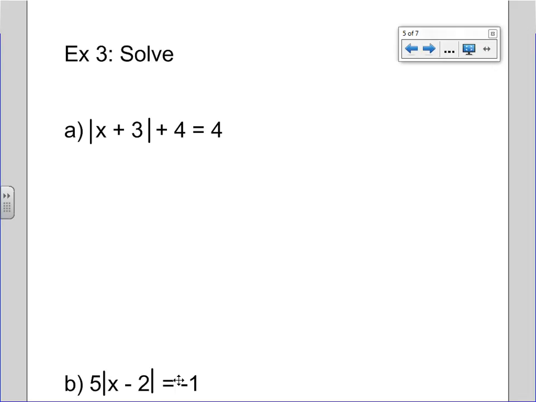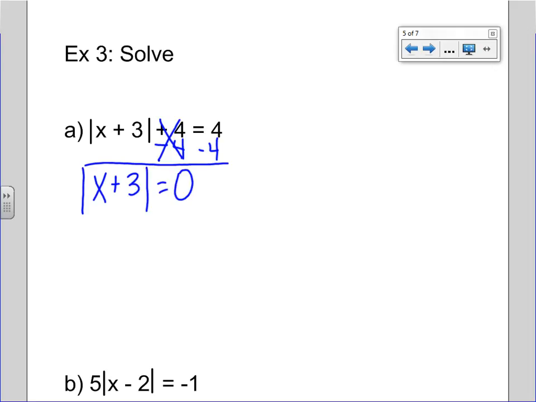On A, once again, to solve the equation, I have to have the absolute value bars all by themselves. So I have the absolute value plus 4. So I have to move that plus 4. To move that, the opposite would be to subtract. What I do to one side, I must do to the other. Cancels. So I have the absolute value of x plus 3 equals 4 minus 4, which is 0.